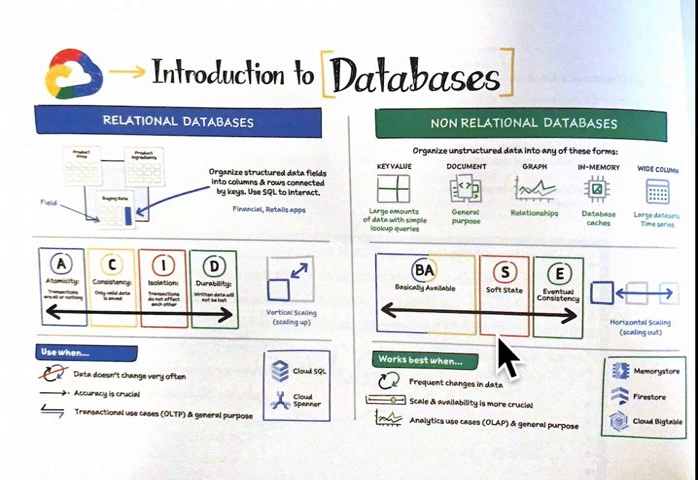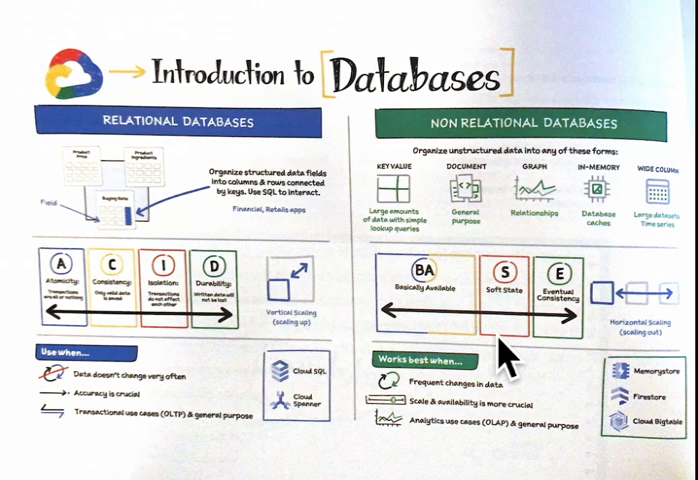And let's get started. So the first thing you need to know about databases is that there are two kinds of databases: relational database and non-relational database. You will be asked to explain what a relational database is and what a non-relational database is. Relational databases have organized structured data fields in columns and rows connected by keys, and you use SQL to interact with them. Whereas a non-relational database is more for unstructured data, right? And where the data is stored in key-value form, or a wide-column, large data set, or time series table, right? So what does this mean?